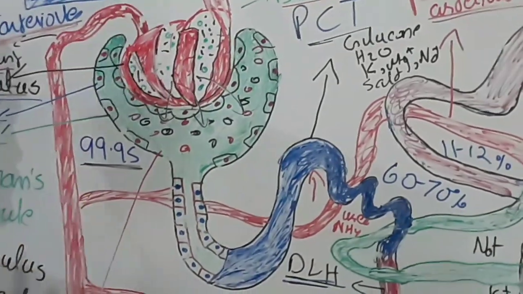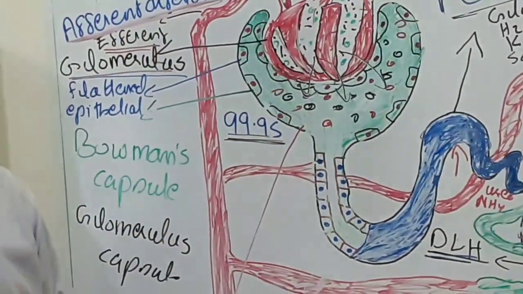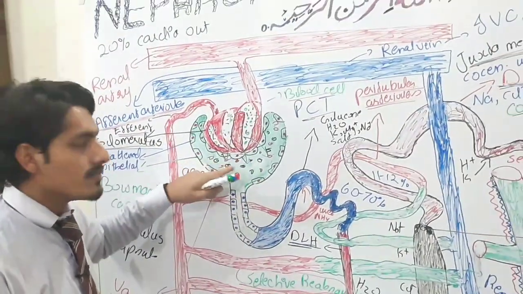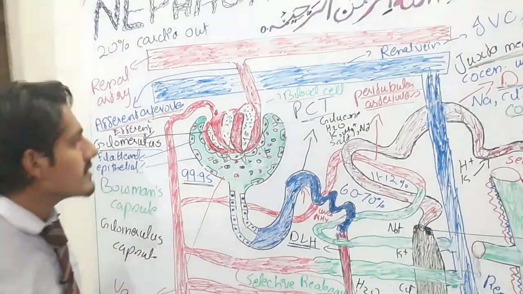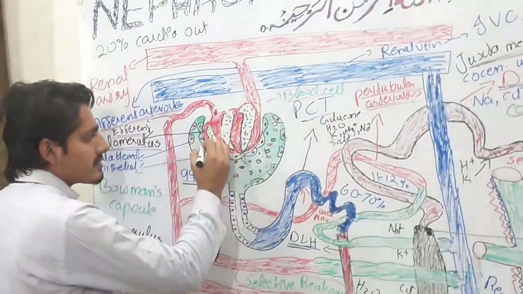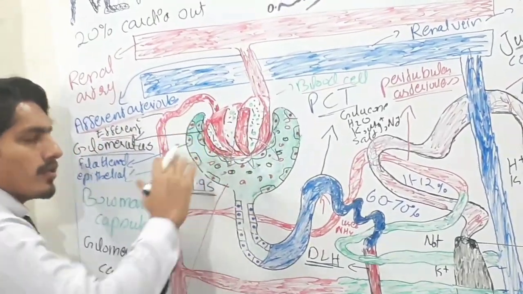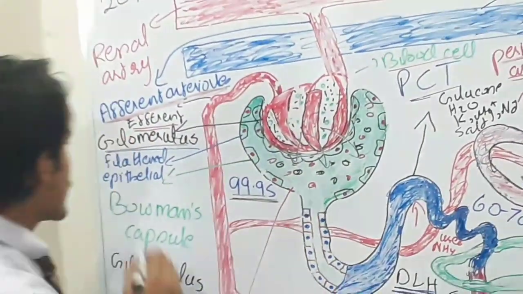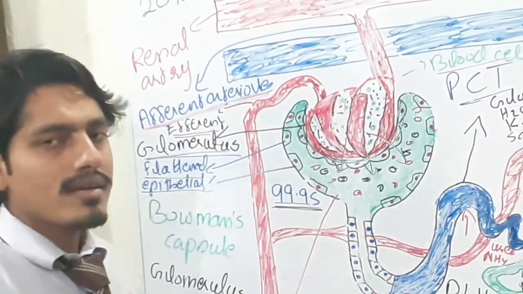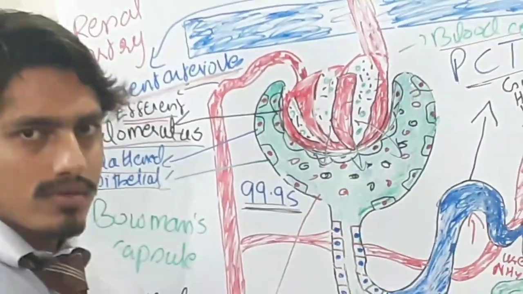99.5% of the filtrate comes out into the Bowman's capsule. This is because the Bowman's capsule consists of a single flattened epithelial layer. Because it is a single layer, the whole filtrate comes into Bowman's capsule. Clear?